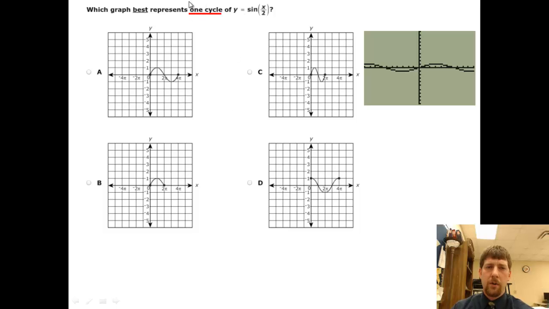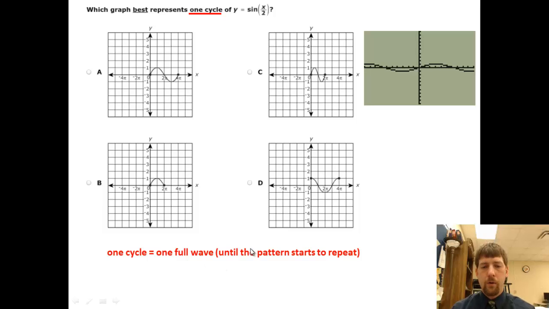So we need to read carefully, and this is one cycle. Well, one cycle or one full wave. That's until the pattern starts to repeat. So see how it goes up, then down, then up, then down. So the pattern is up, down, up, down. Well, just based on the one cycle, I know B is incorrect because it goes up but it doesn't come down, so it doesn't have one full pattern. So B is out.